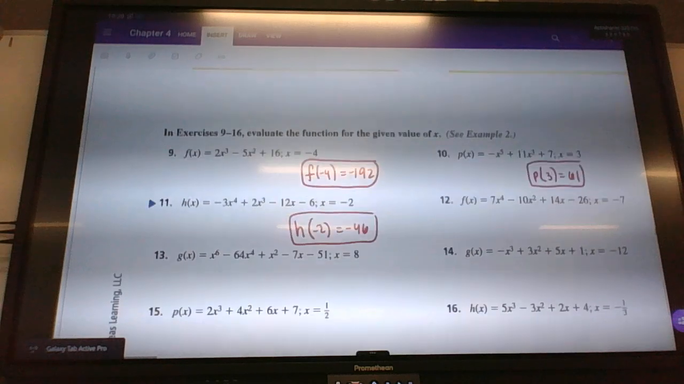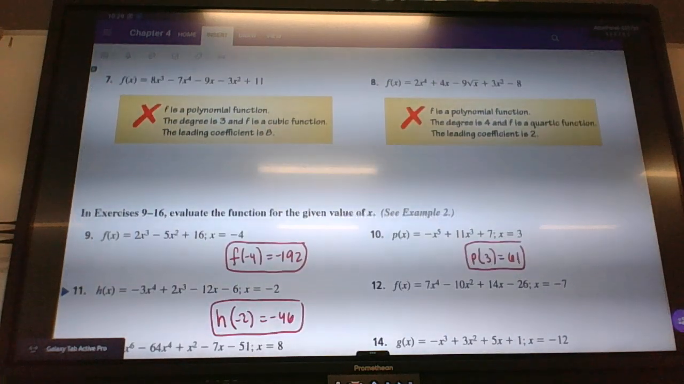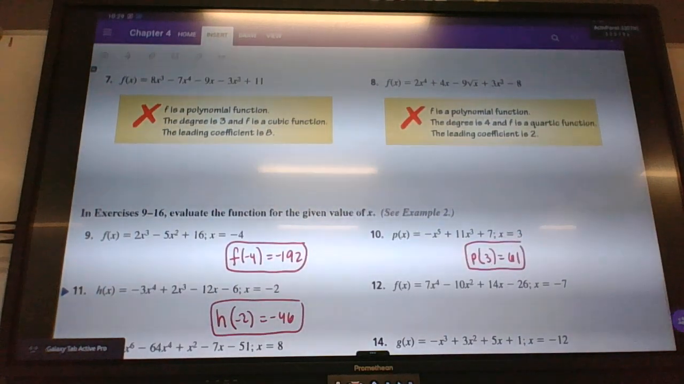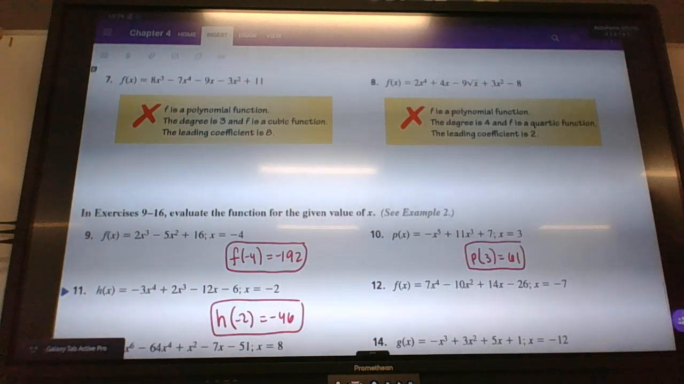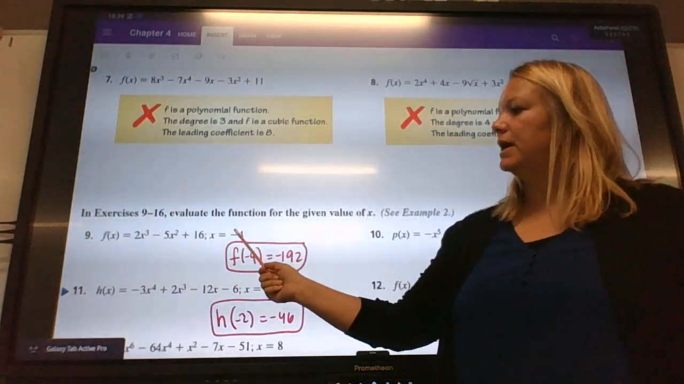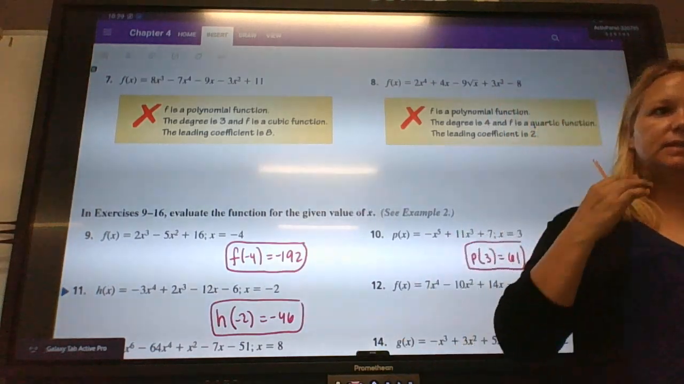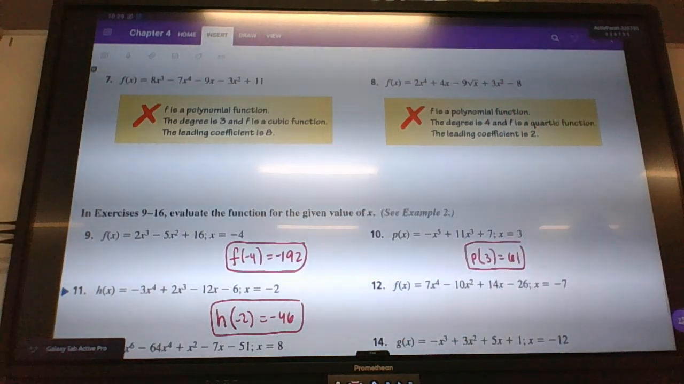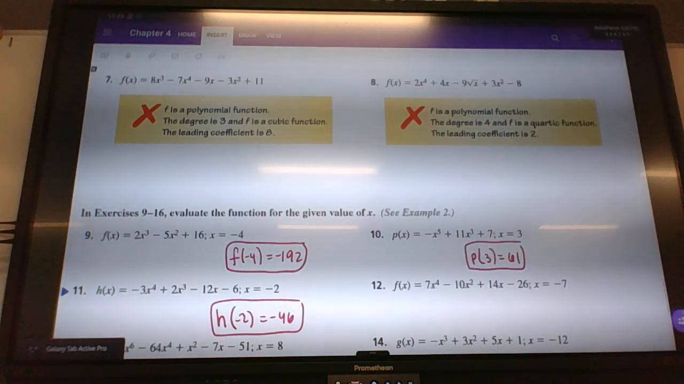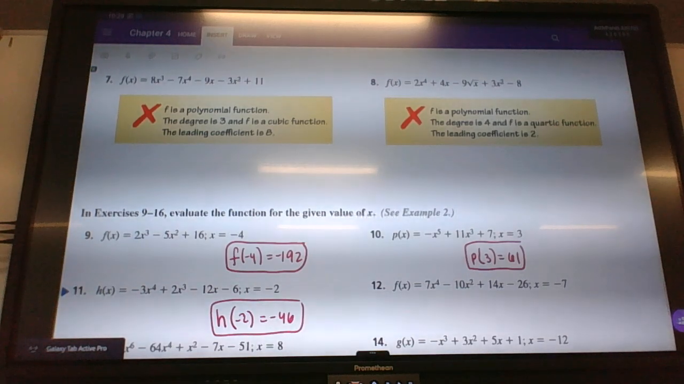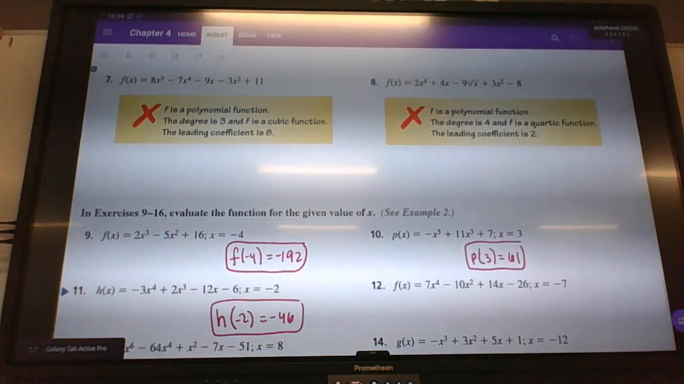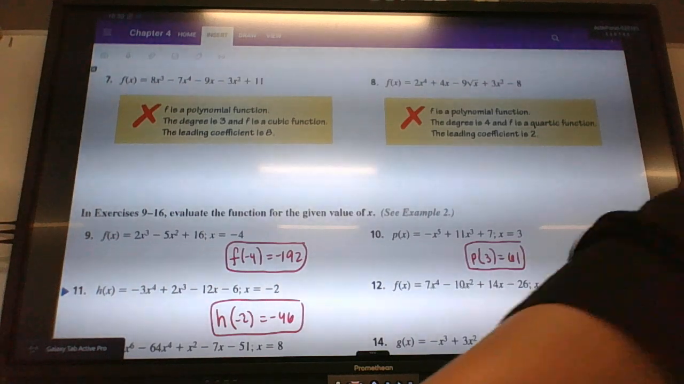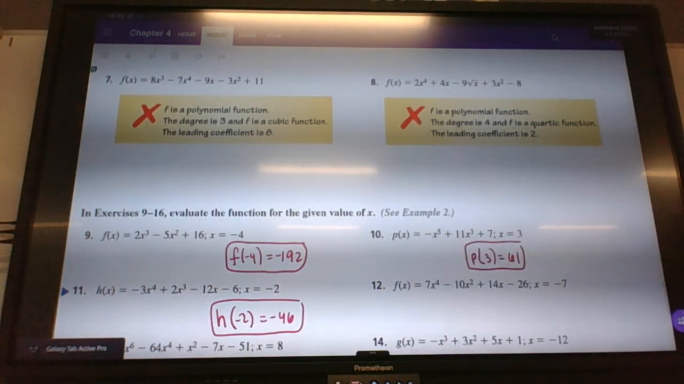Alright, here's the answers to the last three. Get out a calculator right now and try it. You have to use your parentheses correctly. You're plugging in this number for all of these x's, and if you don't use parentheses, it'll come out wrong. So, try. This is your chance to correct this right now. Yes, use this button on that calculator.